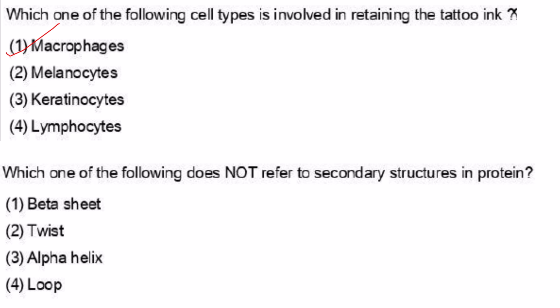Then which one of the following does not refer to secondary structure in protein? So beta sheet is a secondary structure. Twist, it is a super secondary structure. So it is not a secondary structure in itself. Alpha helix is a secondary structure. Loop also is a secondary structure. Or loop is a protein chain that connects two secondary structures.